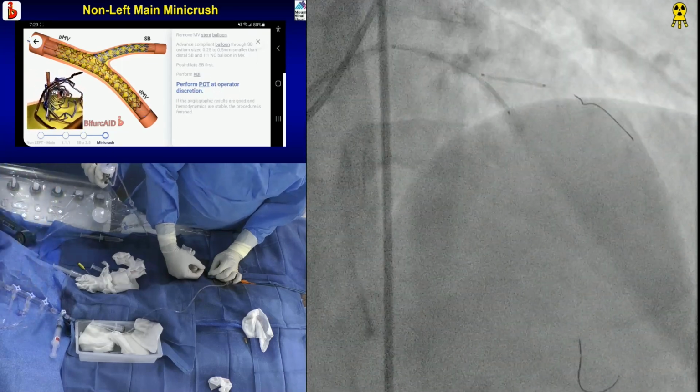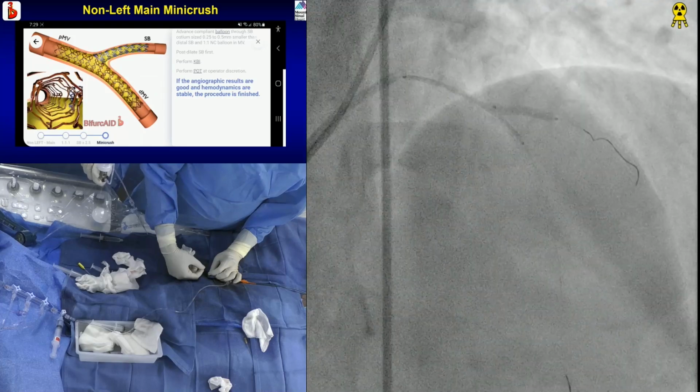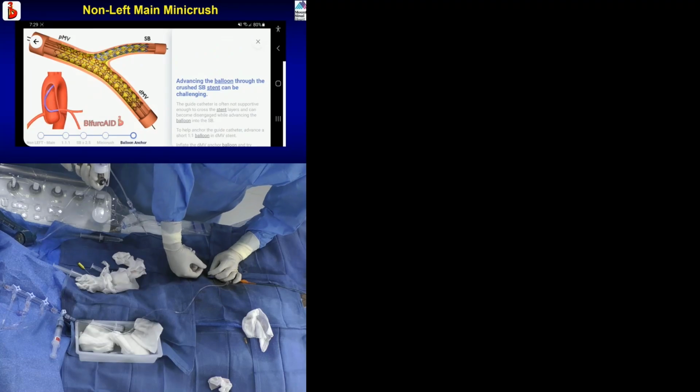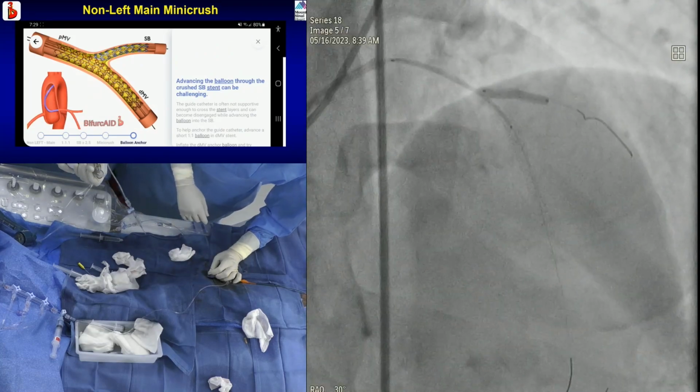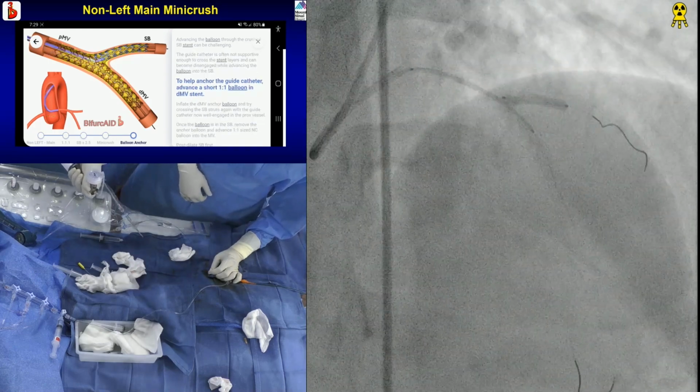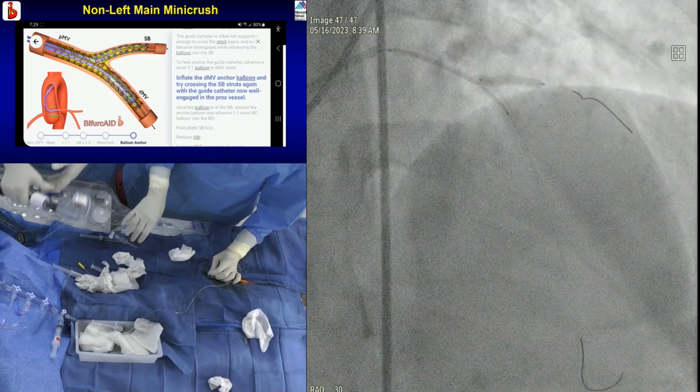All right. Diagonal 2.5 at 16 atmospheres. Down. Give me a new Fielder. I think we used this a lot. Cross the LED, cross the diagonal. Recross will not happen. Okay. Yeah, it will not happen.